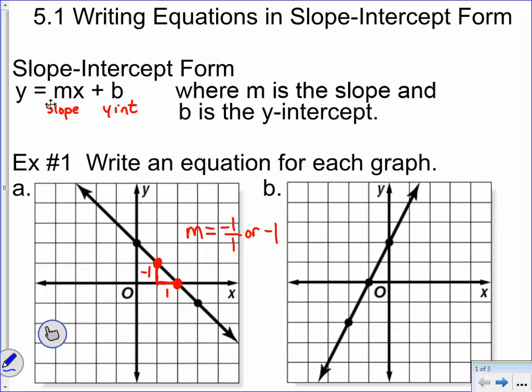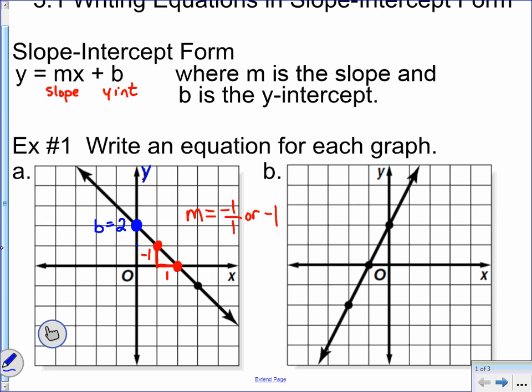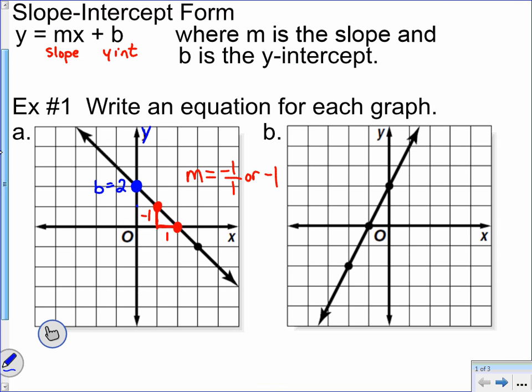Now for the y-intercept, we look for where it crosses the y-axis. Right here is our y, and you can see the dot where the line crosses y. We count up 1, 2, that's at square 2, so our y-intercept, or b, is 2. Now that we have that, we can write an equation. So y equals, we can put -1 for our slope, x always comes next, followed by the y-intercept.